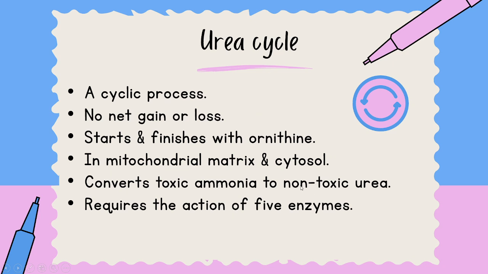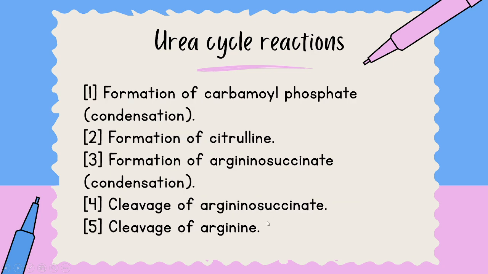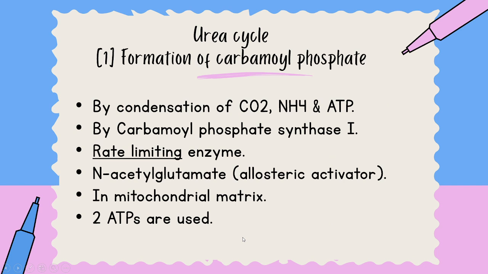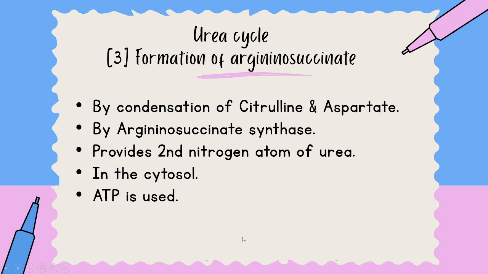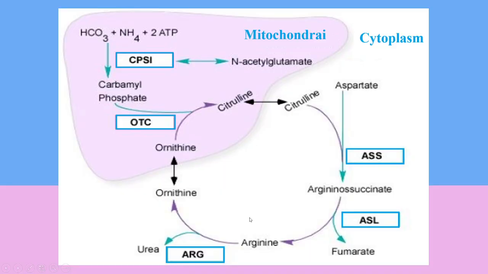Urea cycle requires the action of 5 enzymes. The reactions themselves include formation of carbamoyl phosphate, which is a condensation reaction, and then formation of citrulline, formation of argininosuccinate, which is another condensation reaction, cleavage of argininosuccinate, and finally cleavage of arginine. So the first reaction, let's go to the figure here.